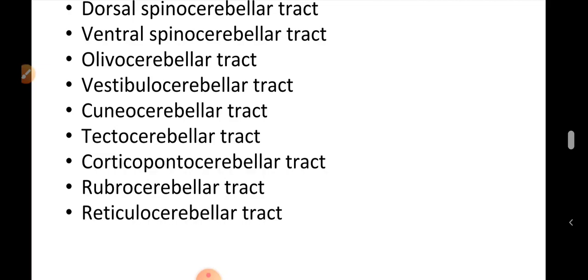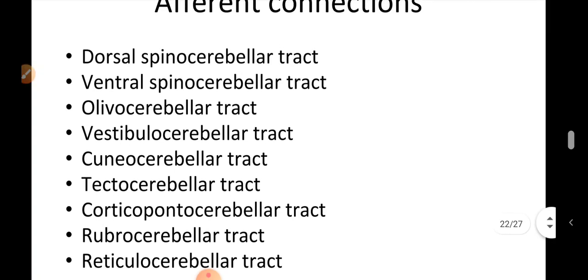So the dorsal spinocerebellar tract is an uncrossed tract which arises from the ipsilateral Clarke's column of cells and carries proprioceptive information from the limb of the same side. It enters through the ipsilateral inferior cerebellar peduncle and is distributed to the spinocerebellum.